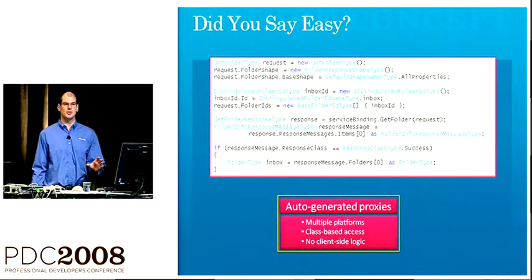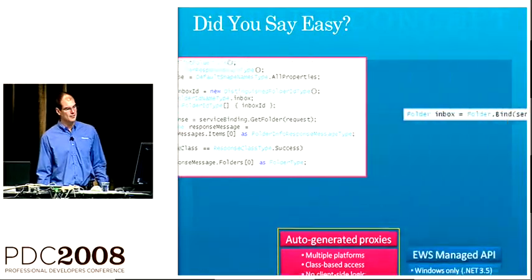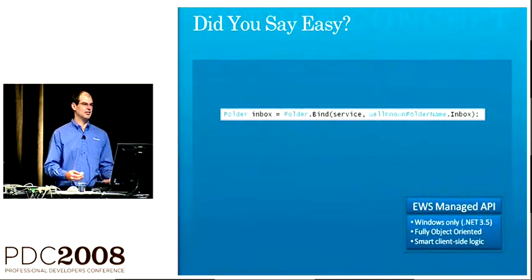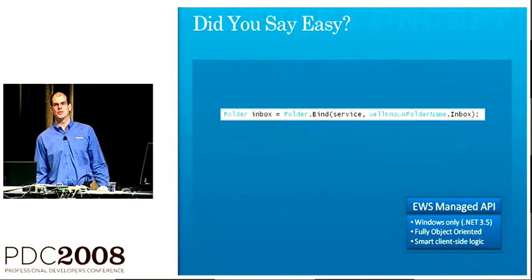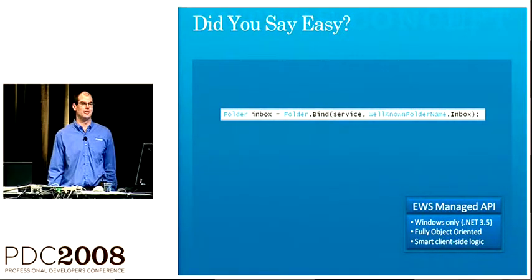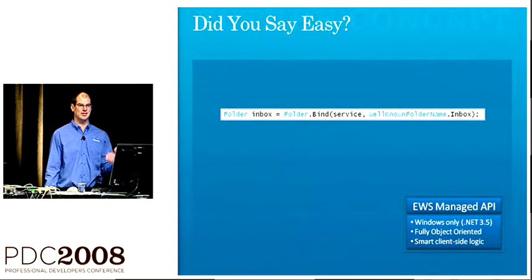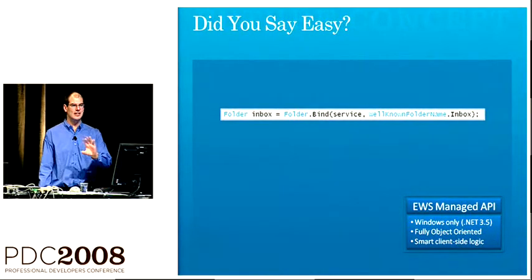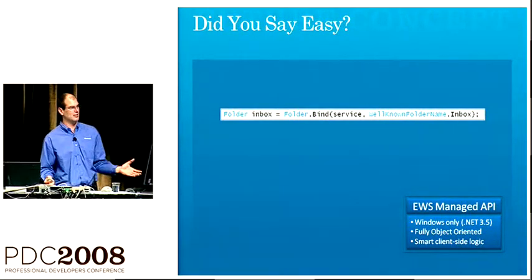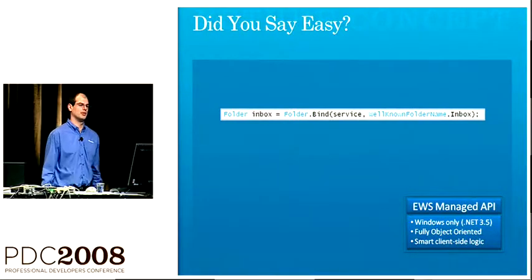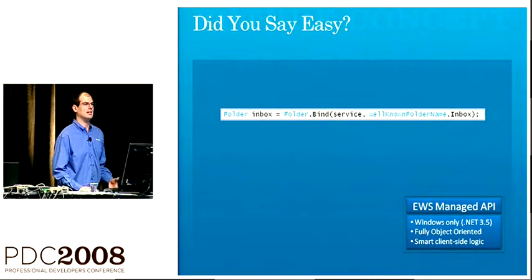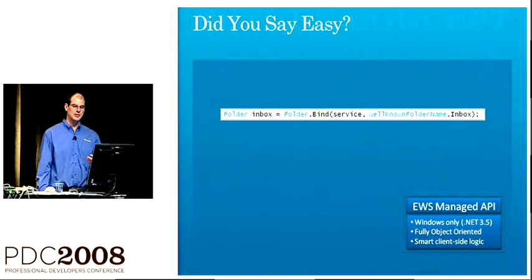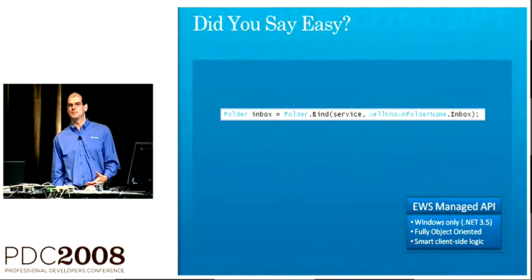So what we've strived to do with the managed API is to really simplify it into what a developer expects. In one line of code, we're binding to an inbox folder, retrieving a reference to that inbox folder, and retrieving some properties off of it, like display name by default. So very easy, just what you expect. If you want to bind to a folder, there you go. This is what it would look like. It's Windows only, .NET 3.5, fully object-oriented, and it does let us introduce smart client-side logic.